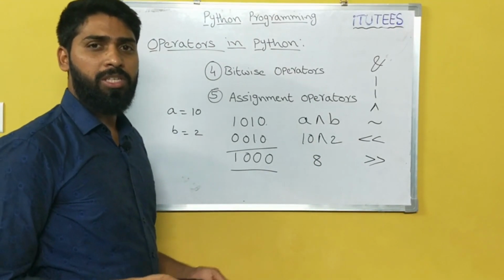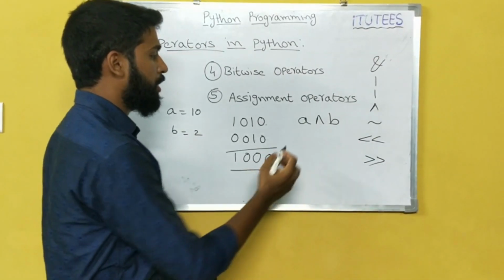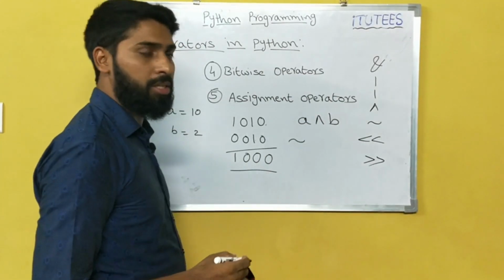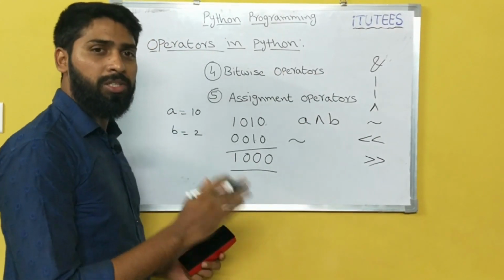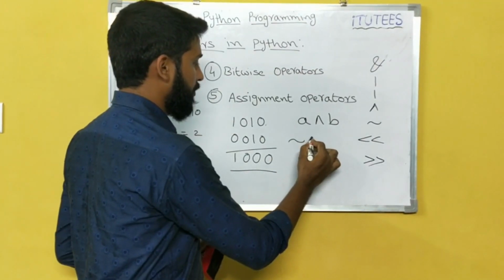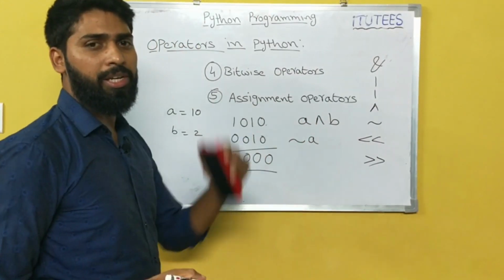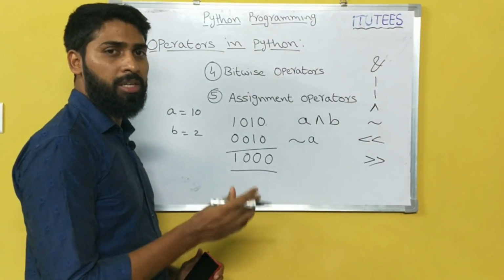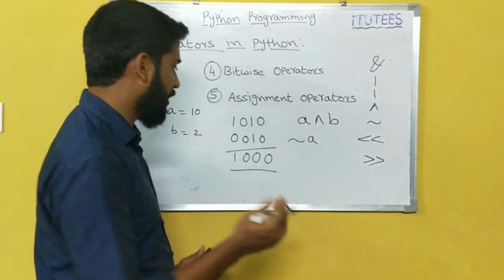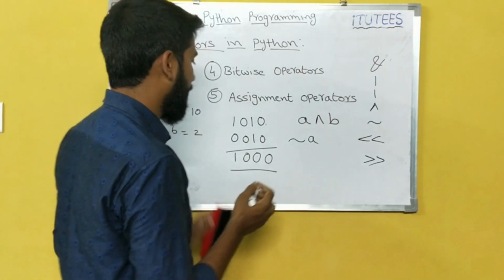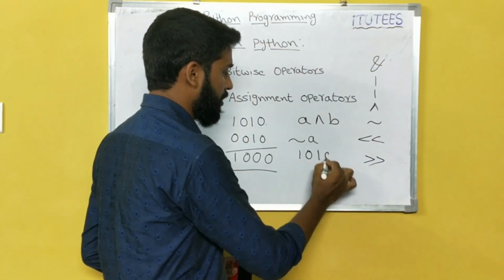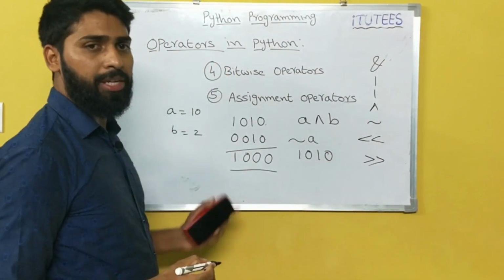The next operation is NOT. What is the NOT operator? The NOT operator means inverse. All the bits are changed to inverse. I am taking the negation of a. It changes all the bits from 1 to 0 or 0 to 1. That means I am taking 10. What is the 10 equivalent in zeros and ones? 1 0 1 0.